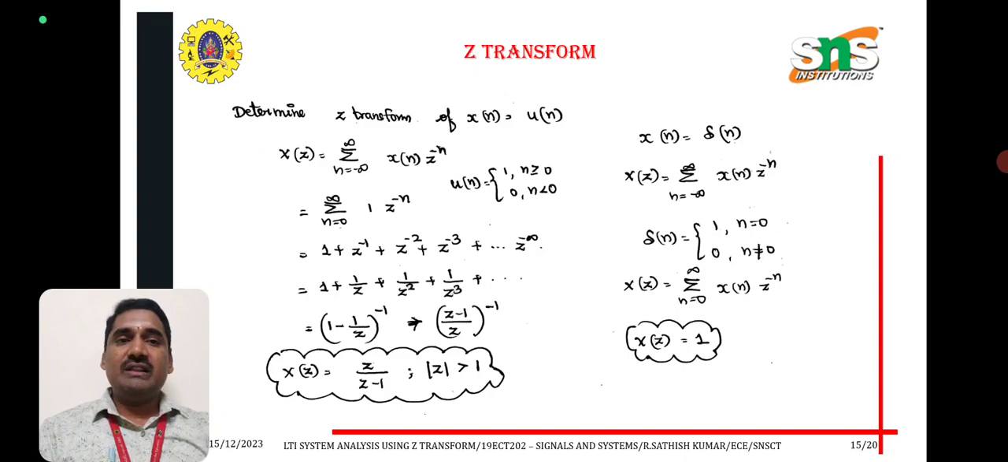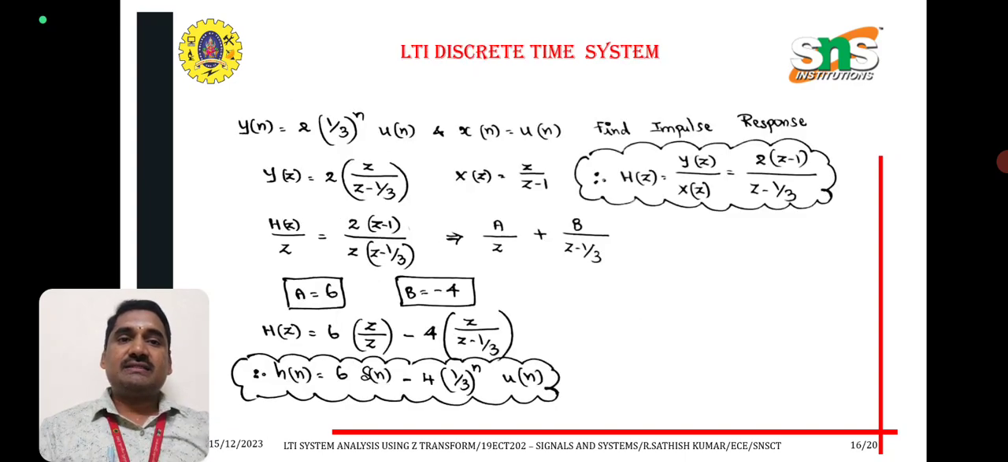Finally, the unit sample response, the Z transform of the unit sample function, is X of z equal to 1. Next, how to find the impulse response when the difference equation of the given function is y of n equal to 2 into (1/3)^n into u of n, and x of n is equal to u of n.